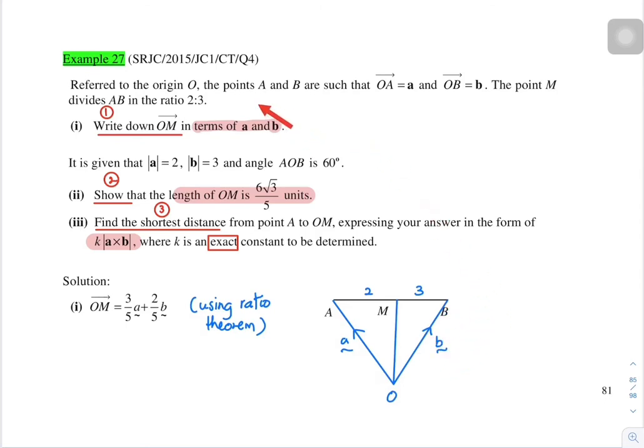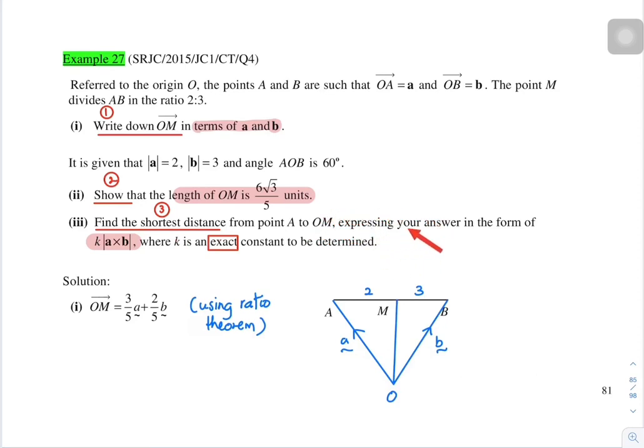Right. Now in this question we are asked to write down the vector OM in terms of A and B. And then for part 2 and part 3 we are given the modulus of A has a value of 2, modulus of B has a value of 3, and the angle AOB is 60 degrees. We're supposed to show the length of OM is this length. And then the last part we're supposed to find the shortest distance from the point A to OM.